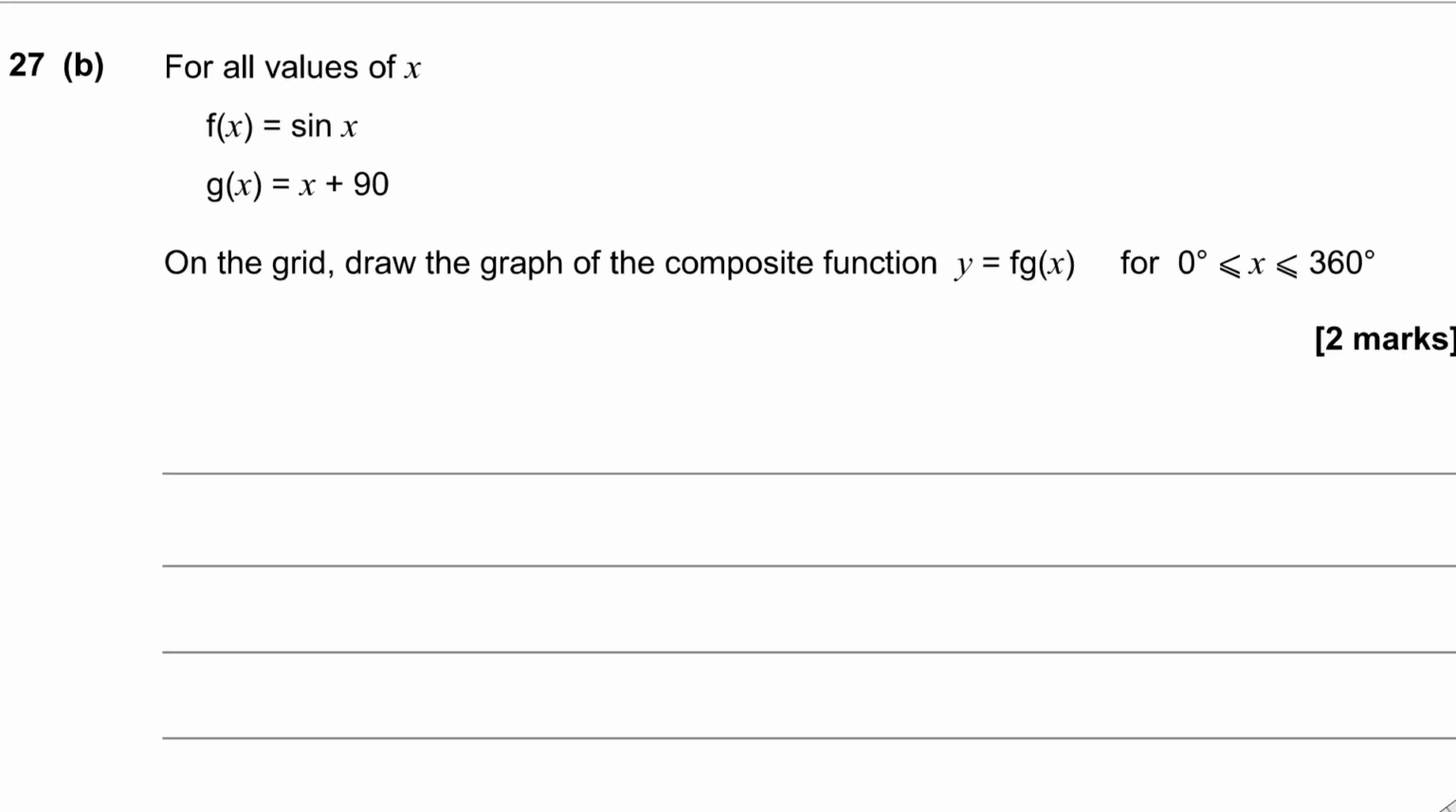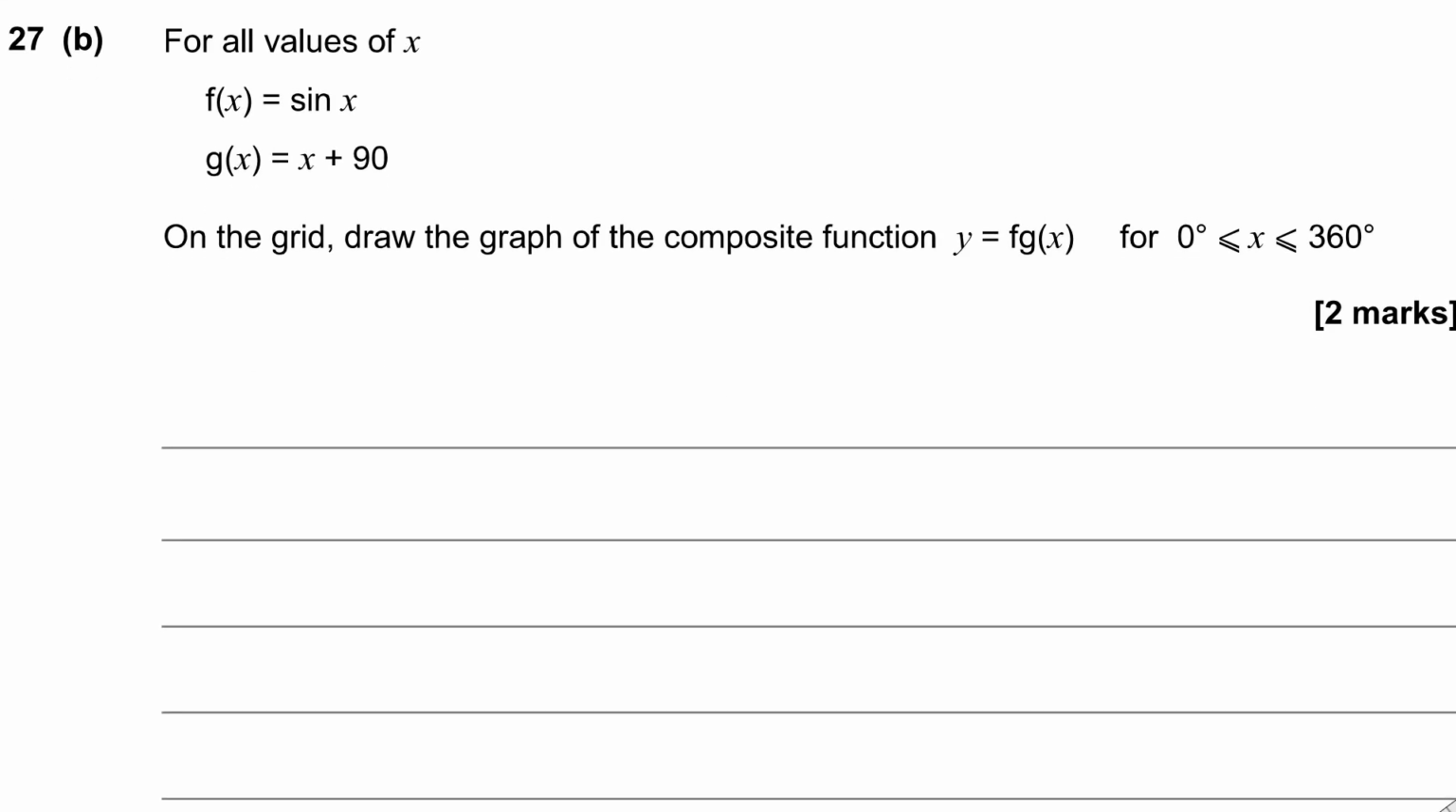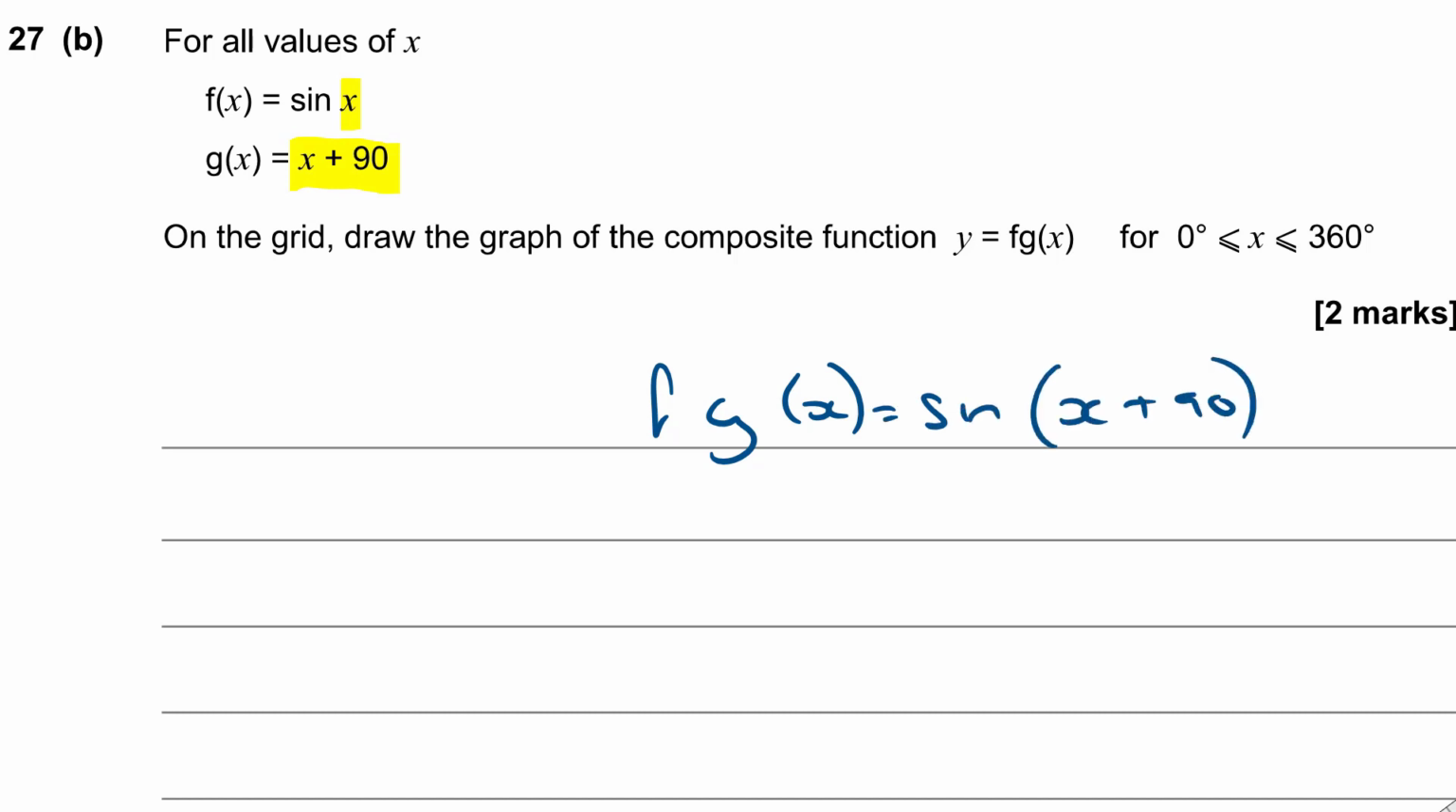And then 27b, for all values of x, f of x is equal to the sine of x and g of x is equal to x plus 90. On the grid, draw the graph of the composite function y equals f of g of x. So that means we need to take our function g of x and substitute that in where we see the x in f. So fg of x is going to be the sine of x plus 90.